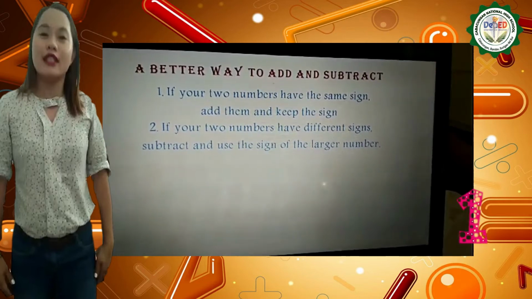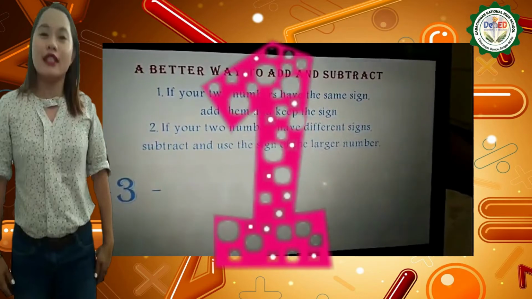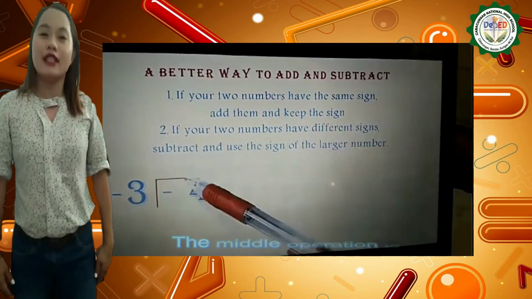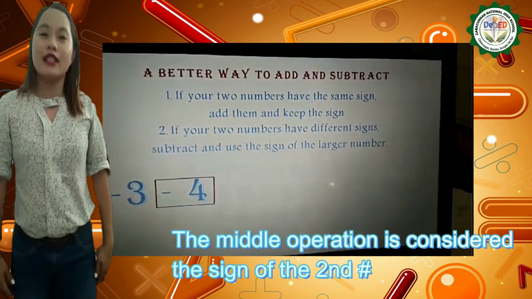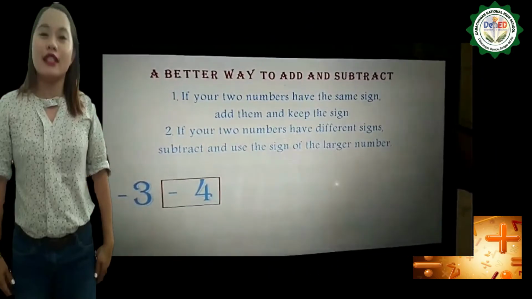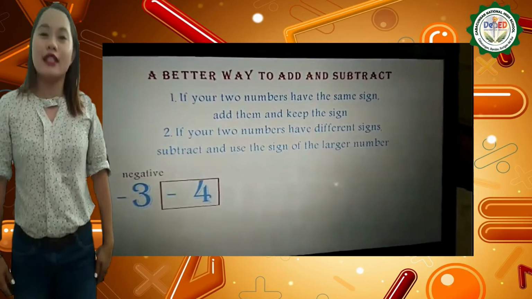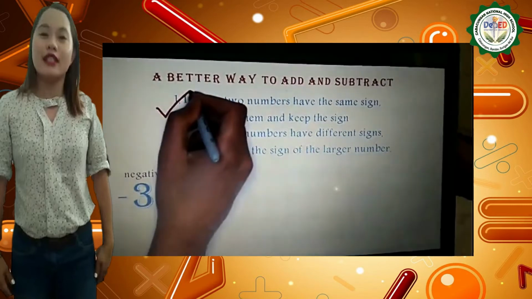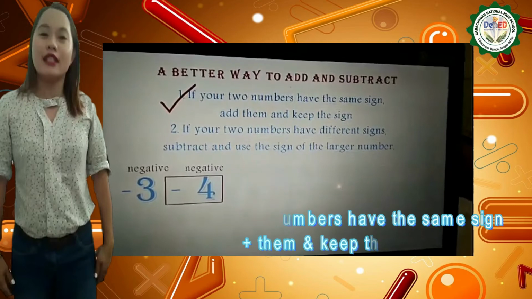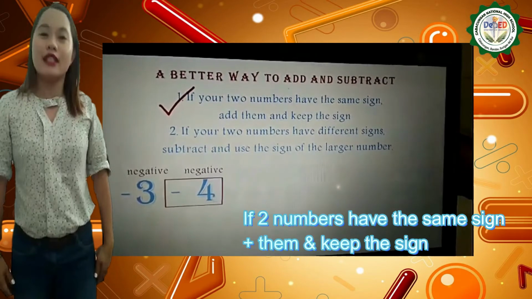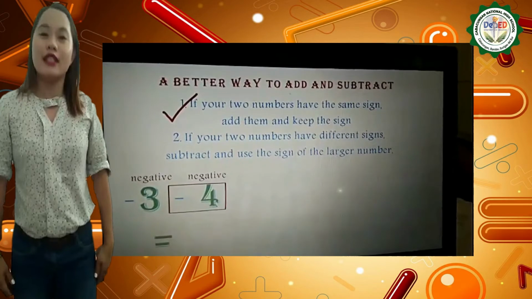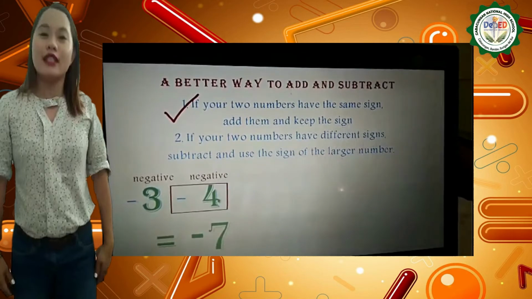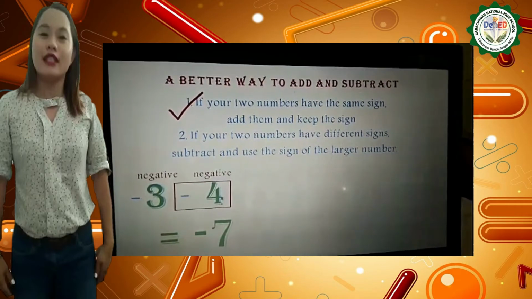Example number 1. Negative 3 minus 4. Please note that the middle operation is considered the sign of the second number. So the sign of the 3 is negative and the sign of 4 is also negative. So take note that the rule says if two numbers have the same sign, add them and keep the sign. So we add 3 and 4 to get 7 and we keep the negative, so the answer is negative 7.